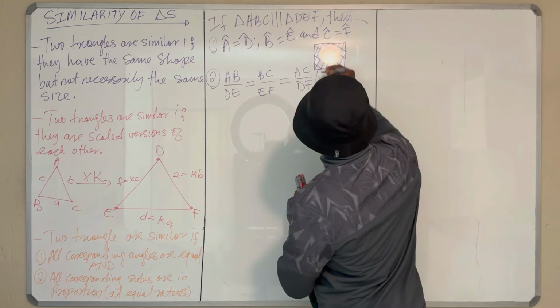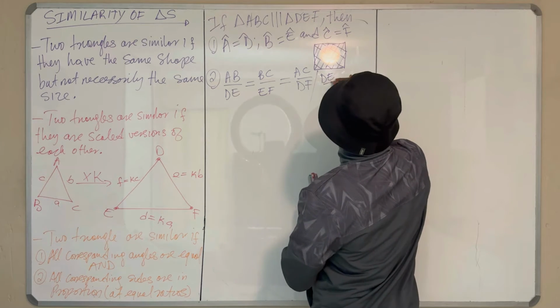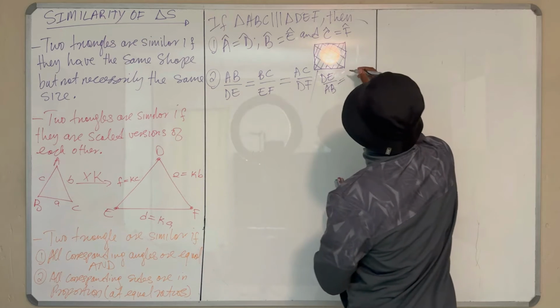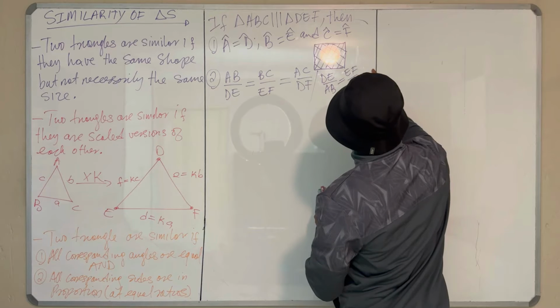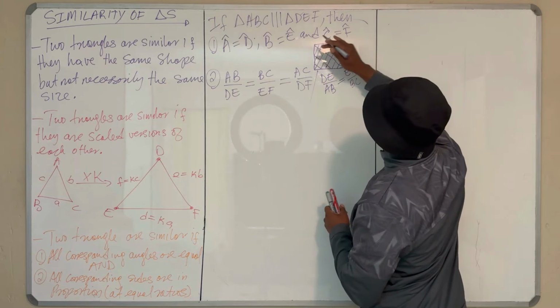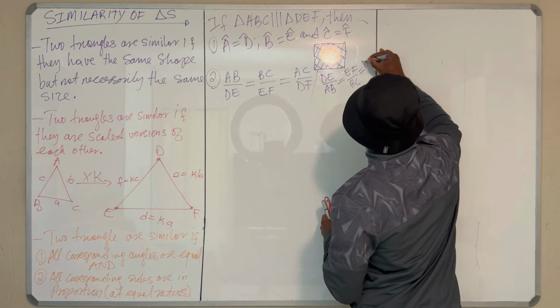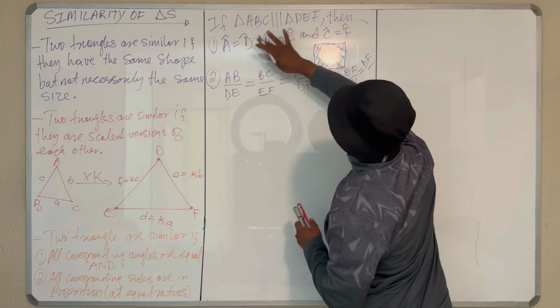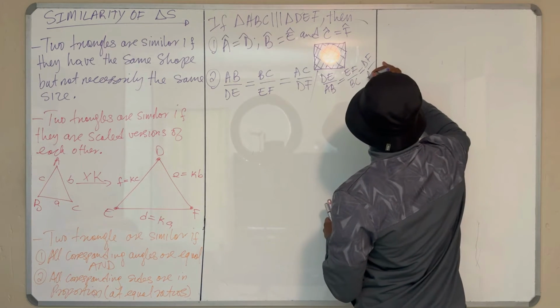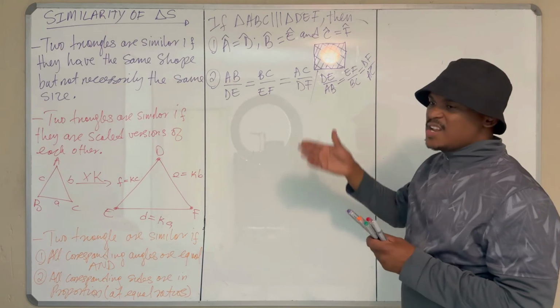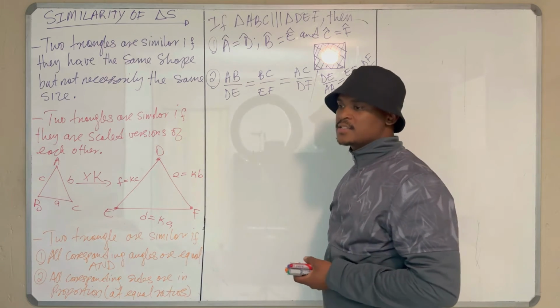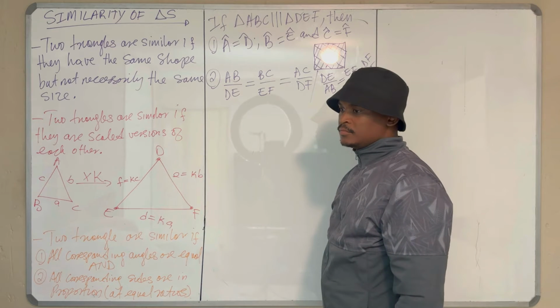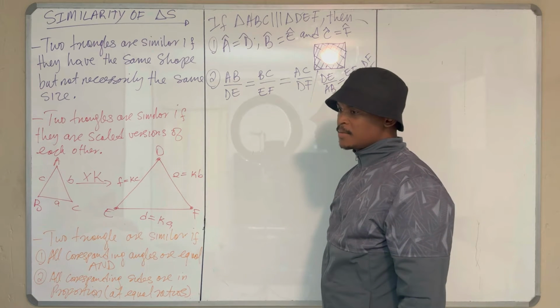You can say the same thing here. So now DE over AB is equal to what? EF over BC, which is equal to DF over AC. It doesn't really matter which way you go, as long as you take the ratios of the same parts. Are you happy with this?